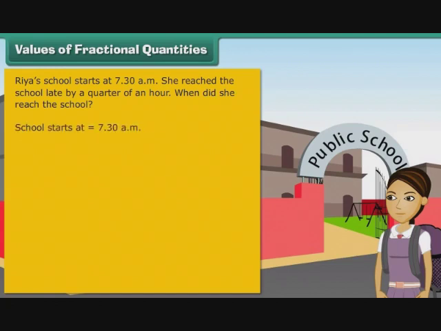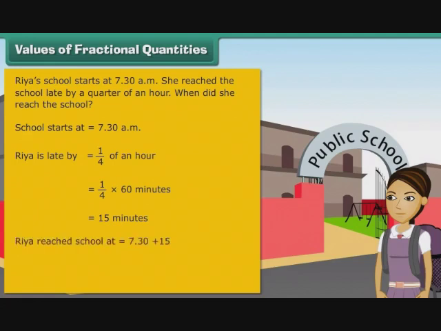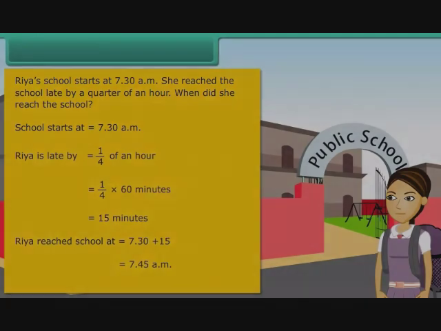School starts at 7:30 a.m. Ria is late by 1/4 of an hour, which means 1/4 multiplied by 60 minutes, which is equal to 15 minutes. Ria reached school at 7:30 plus 15, which means 7:45 a.m.